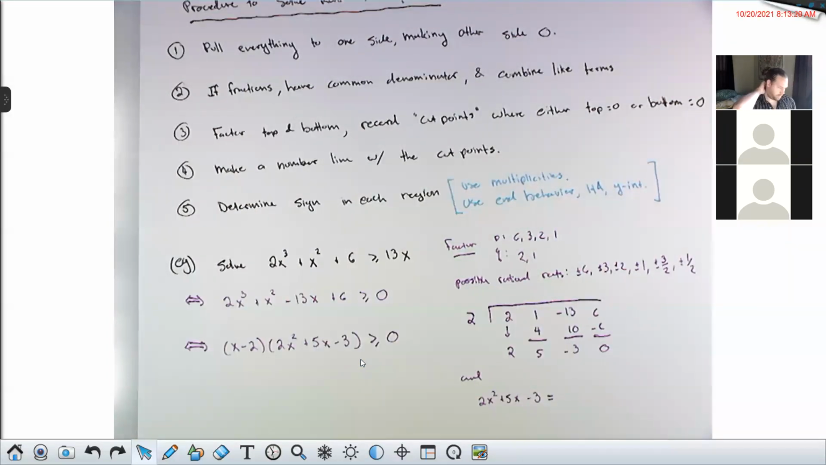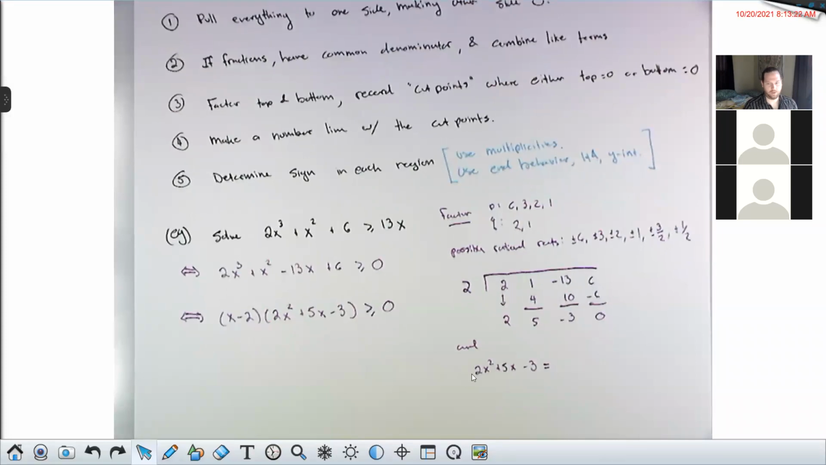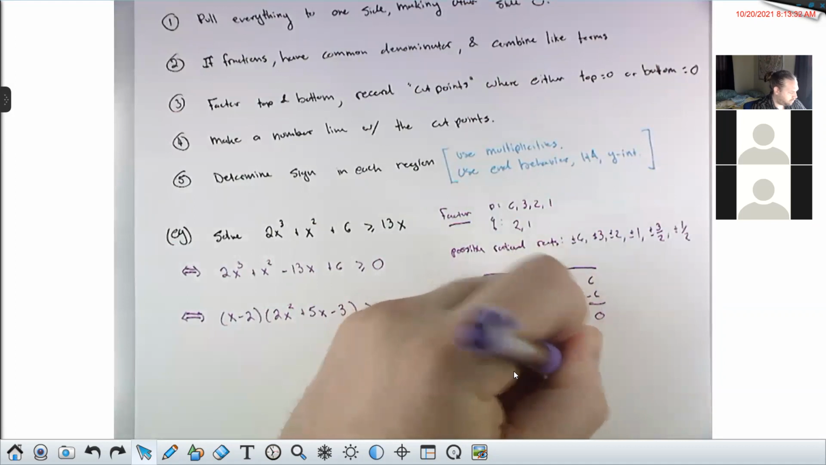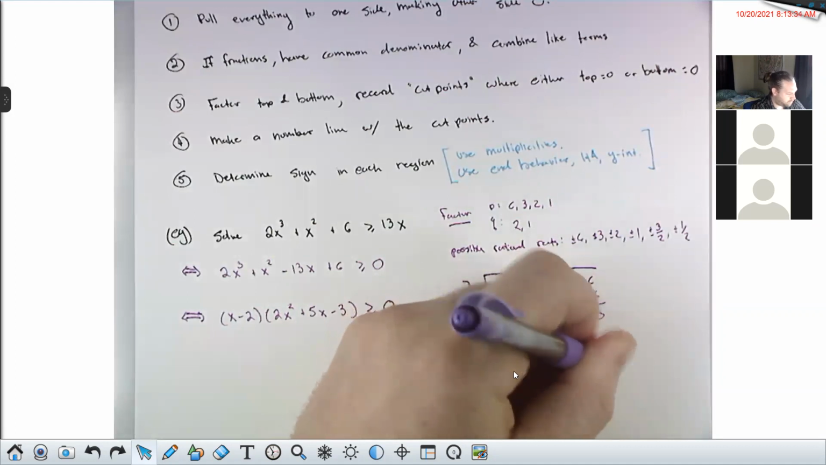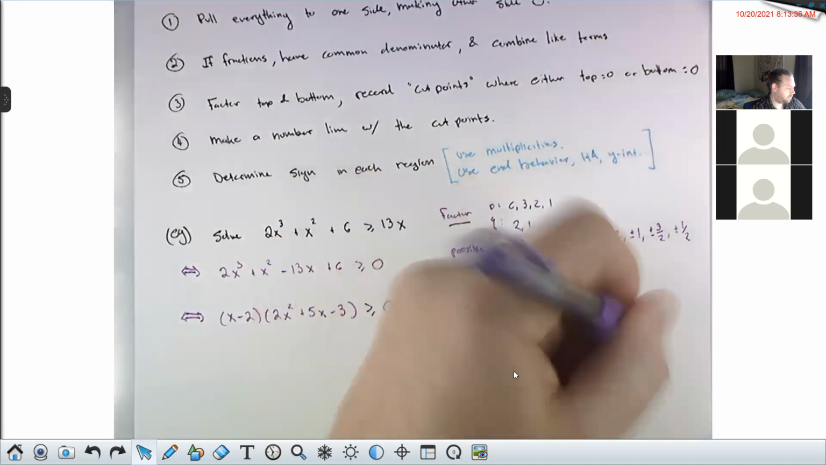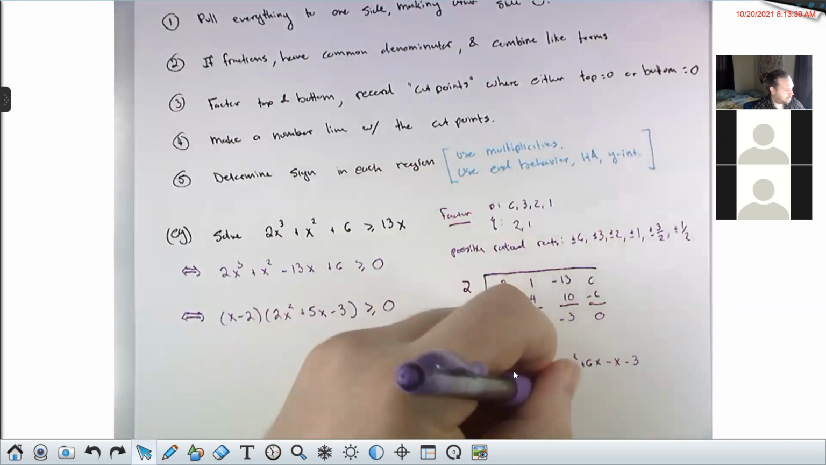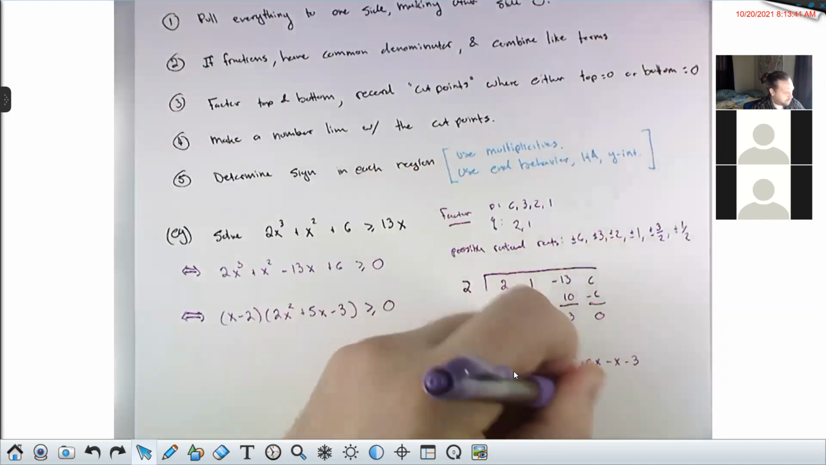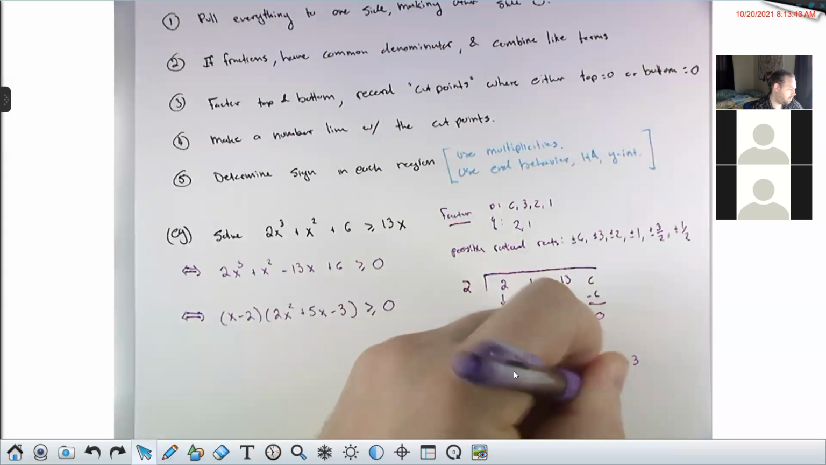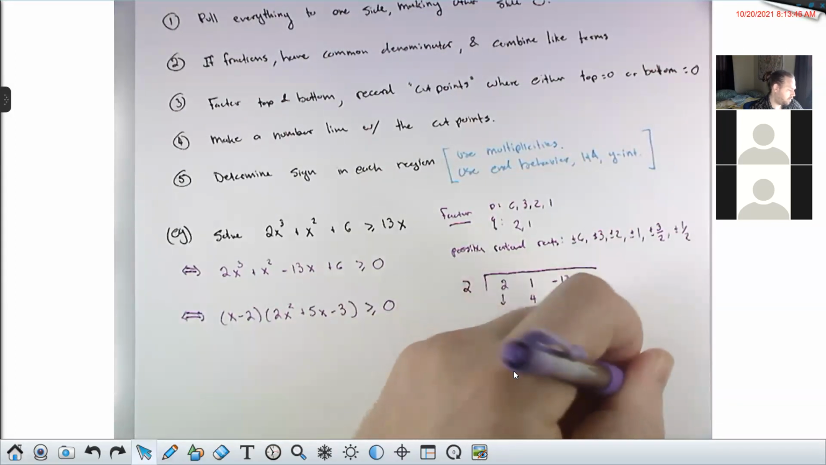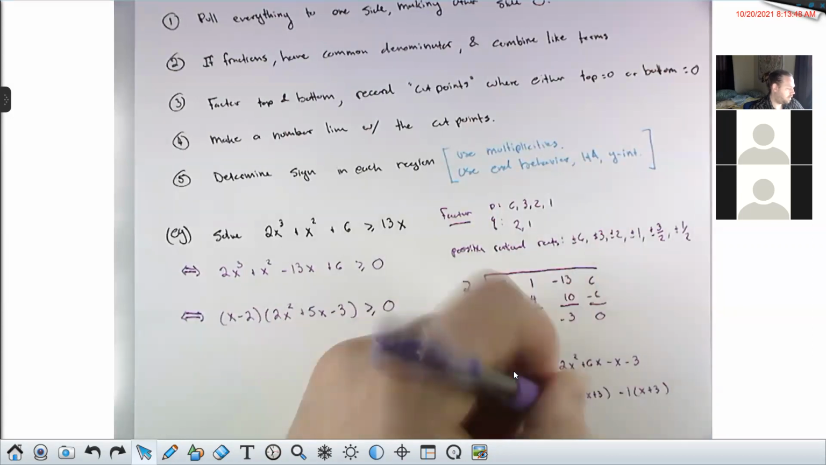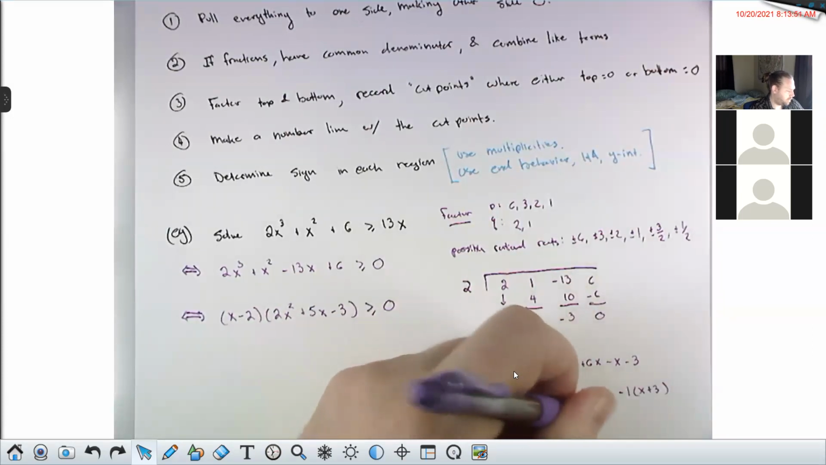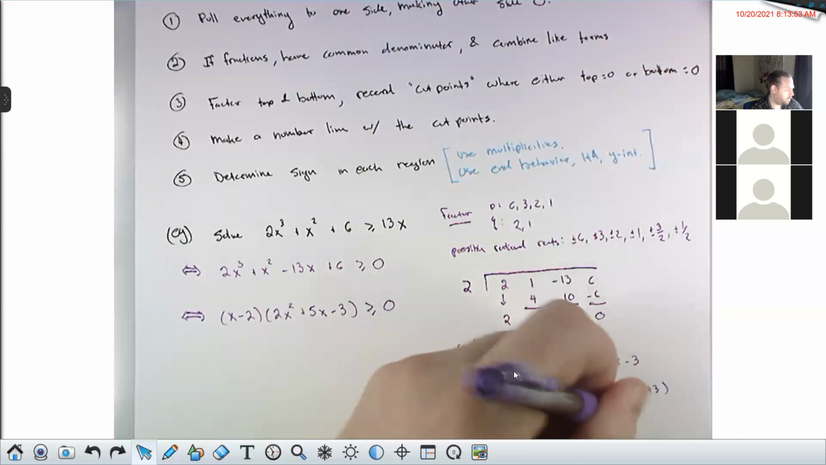So my AC method is the thing that comes to the rescue here. 2 times negative 3 is negative 6. I need two numbers that multiply to negative 6 and add up to positive 5. Those are going to be positive 6 and negative 1. So this is 2x squared plus 6x minus x minus 3. Then I factor this by grouping. And I get 2x minus 1 times x plus 3.